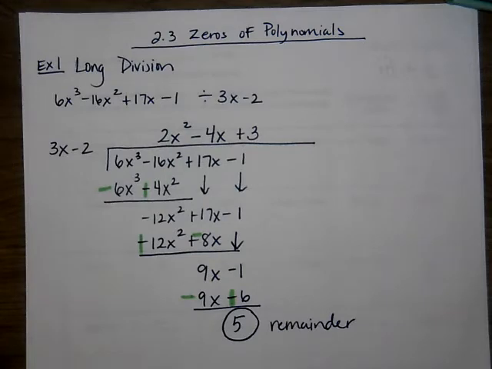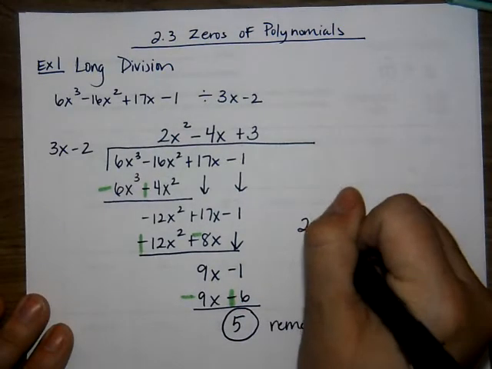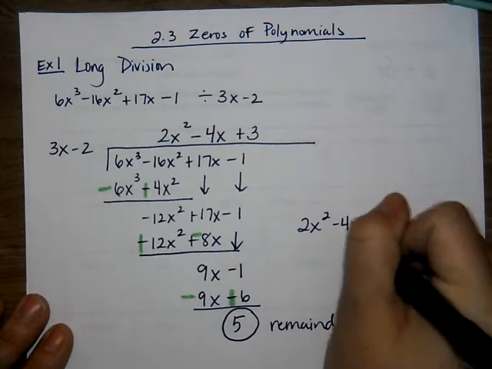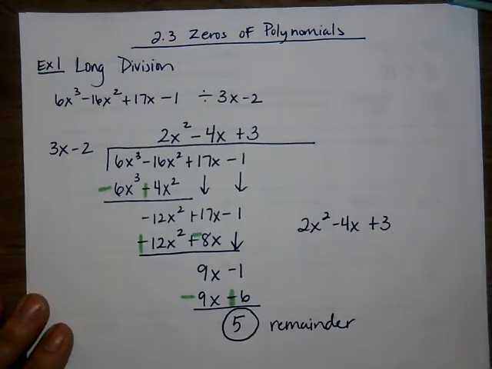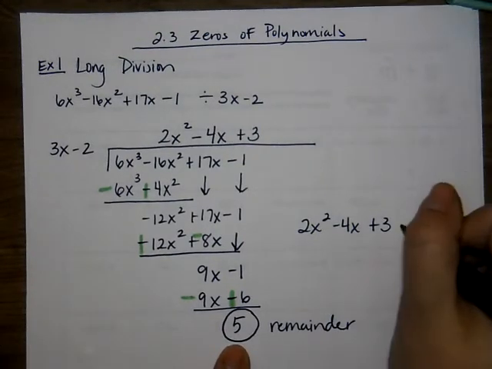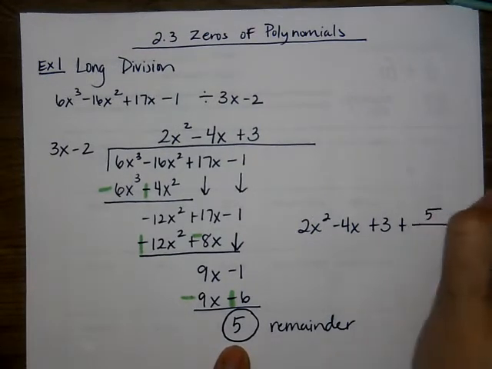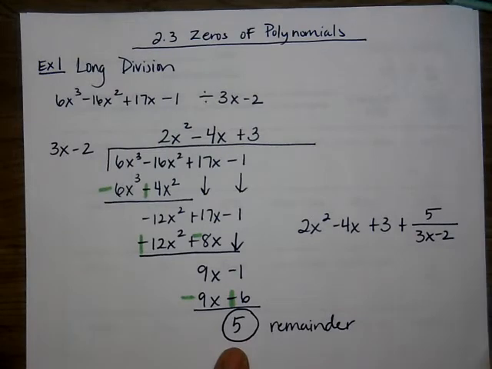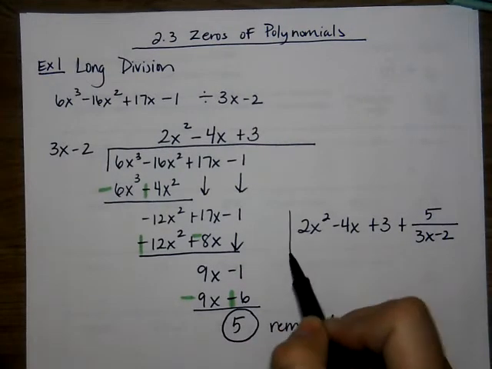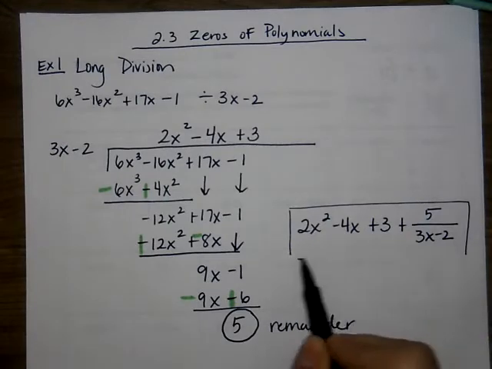So what I want to do is write my final answer now. So I have 2x squared minus 4x plus 3. And then remember, in long division, you would add your remainder. So I'm going to add 5 divided by 3x minus 2. It's the part of the fraction that's left over. And that is my final answer.